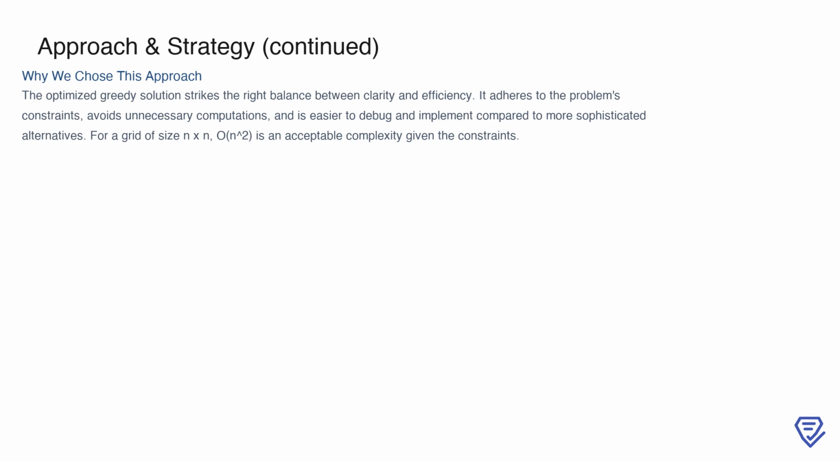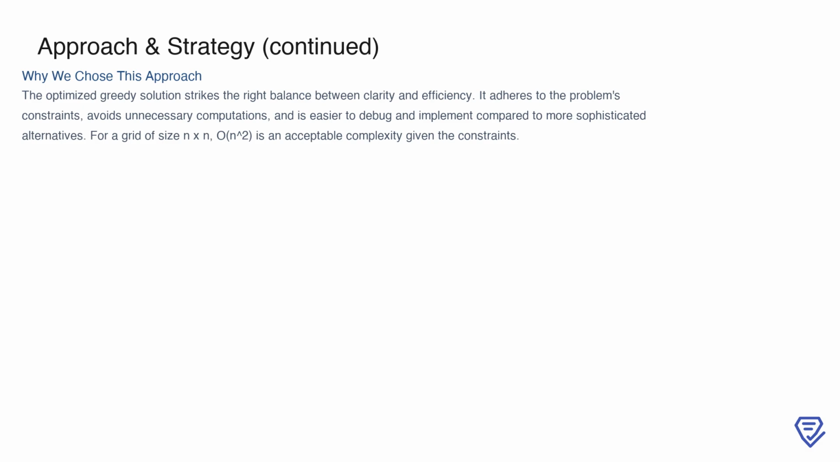It adheres to the constraints of the problem, avoids redundant computations, and remains straightforward to debug and implement. With a time complexity of n squared, it is well suited for the given grid size constraints and performs effectively in practice. This approach focuses on directly addressing the problem's requirements, minimizing the number of swaps while ensuring the grid meets the trailing zero condition. By avoiding overly complex alternatives and prioritizing simplicity alongside efficiency, this solution provides a clear and practical pathway to solving the problem.